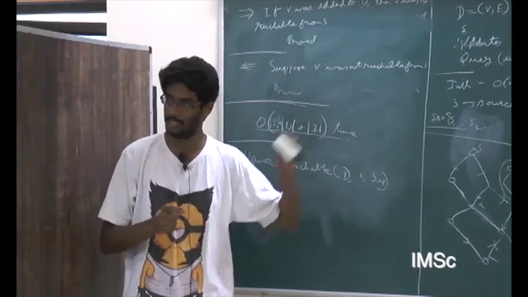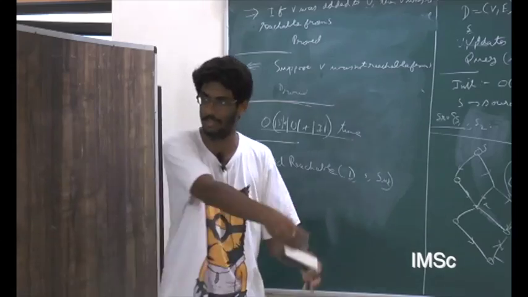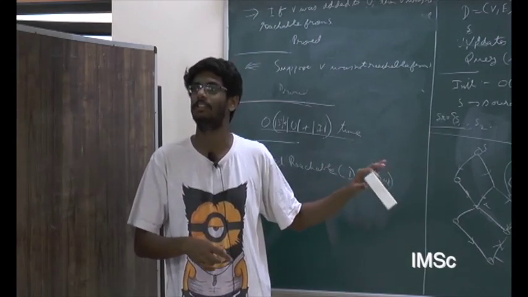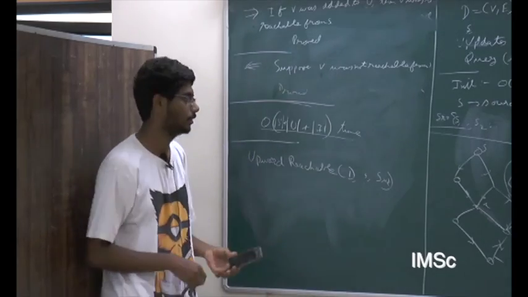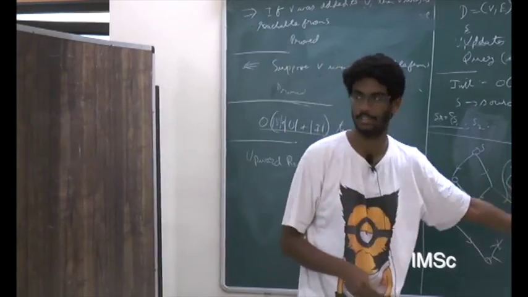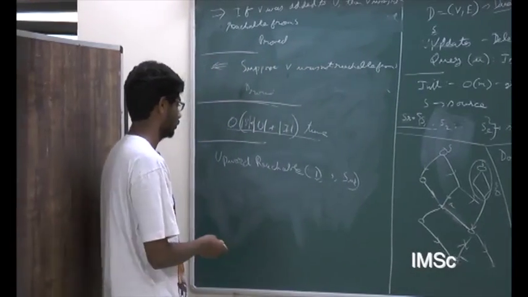So this subroutine, we'll be using in a more general form, not just for DAGs. Even for general graphs, we'll be using this. So we don't even need I. What is I doing here?